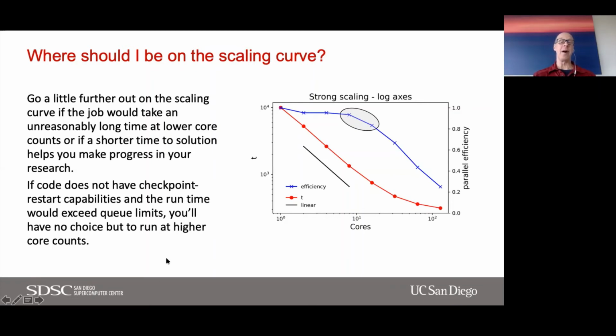If your code does not have checkpoint restart capabilities, that means that you can stop the code, write out the state of the code, read it in later and restart. Then you need to make sure that your runtime is short enough that you don't exceed the queue limits. And I guess I shouldn't have said one week earlier. Our standard queue limit is 48 hours on Expanse. So in that case, if running at smaller core counts didn't let your job finish in time, then you'll need to potentially run at lower parallel efficiency.